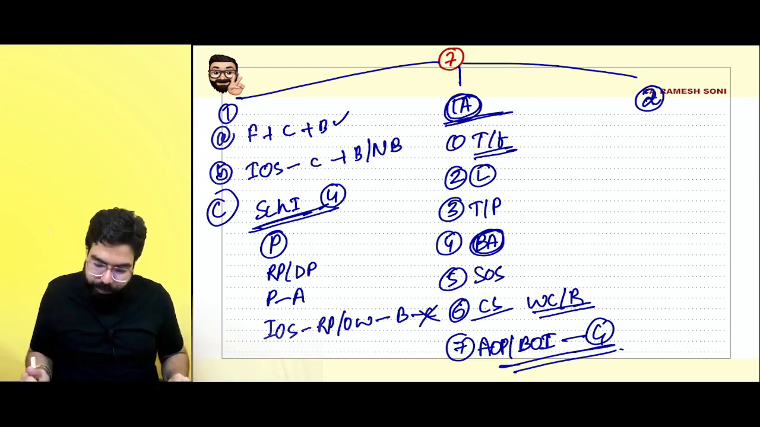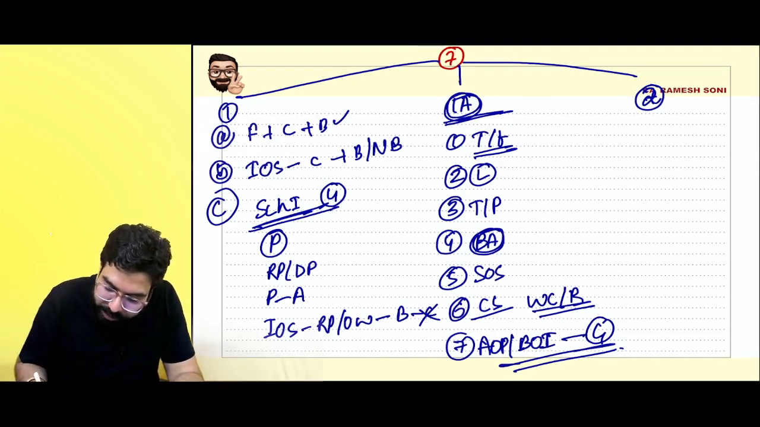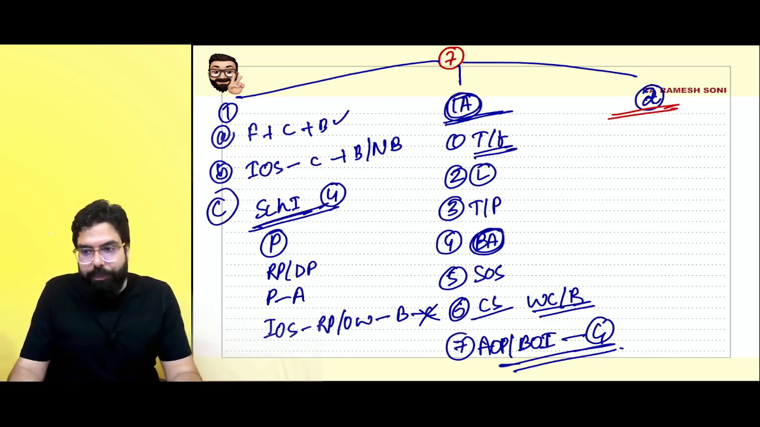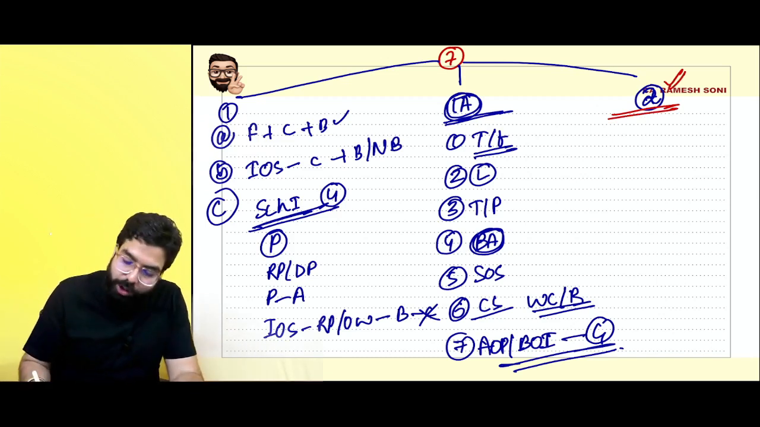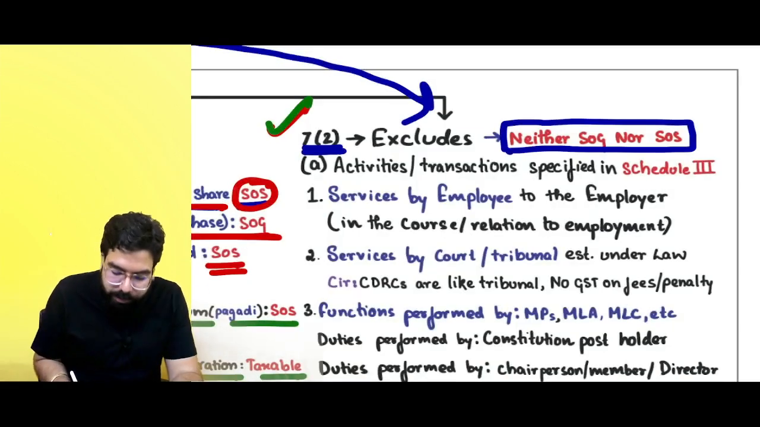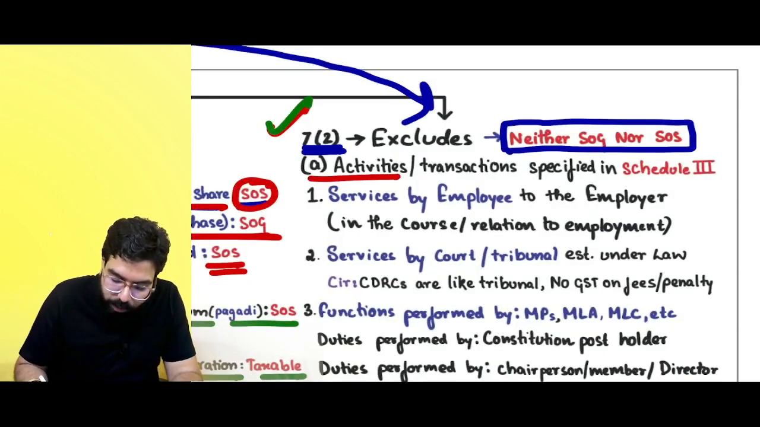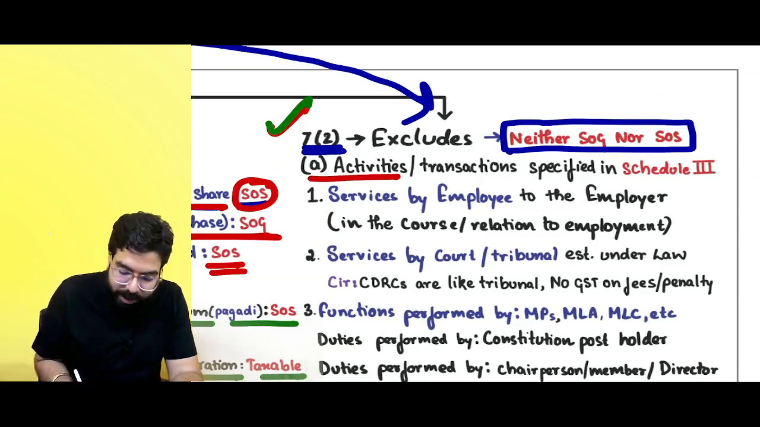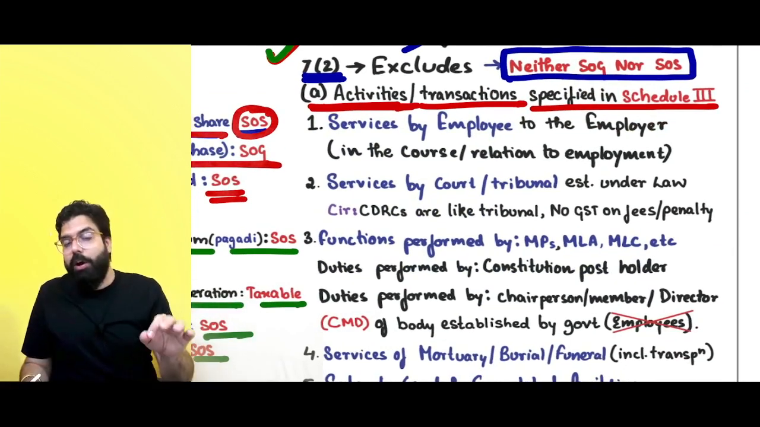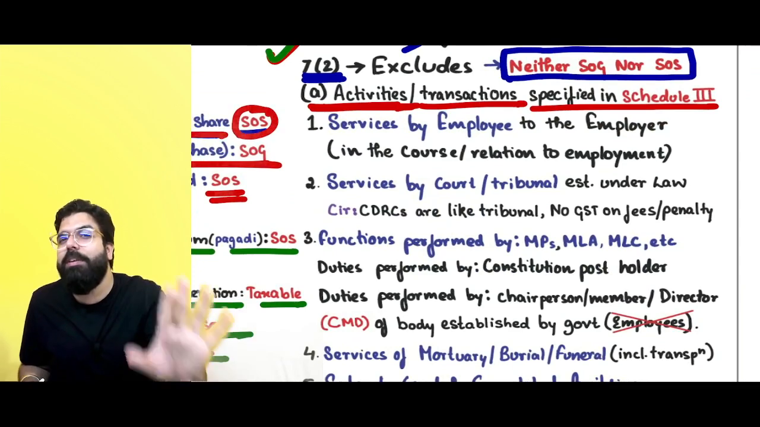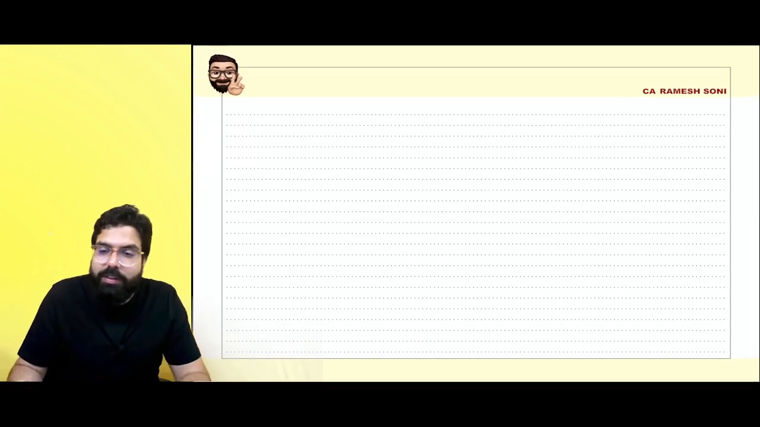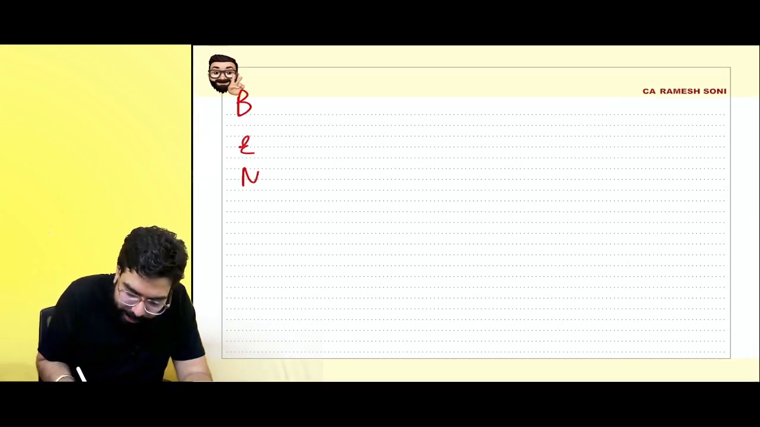Let's go ahead. Section number 7.2 says even if your activity might be a supply, but still if you are falling in section number 7.2, your activity will be neither supply of goods nor supply of service. Everyone over here. So if you are falling in section number 7.2a, your activity or transaction, if it is specified in schedule 3, those activities or transactions specified in schedule 3 shall be neither supply of goods nor supply of service. Section number 7.2, you just have to remember BENCHF.